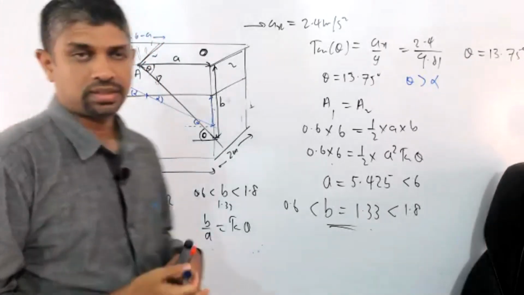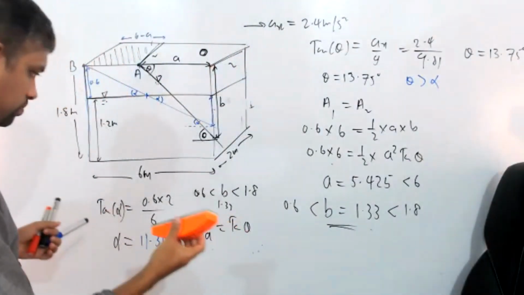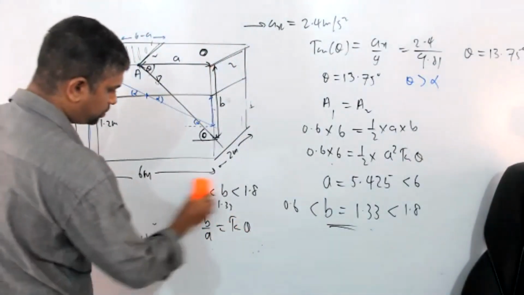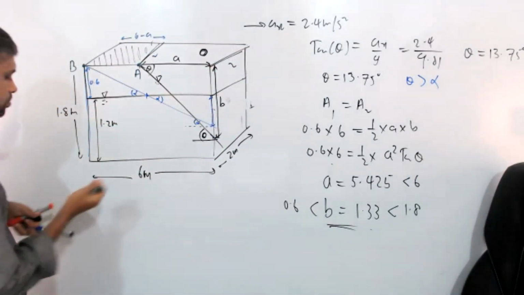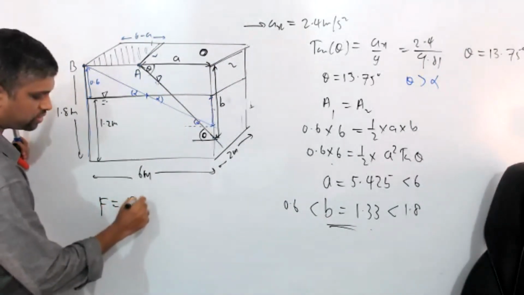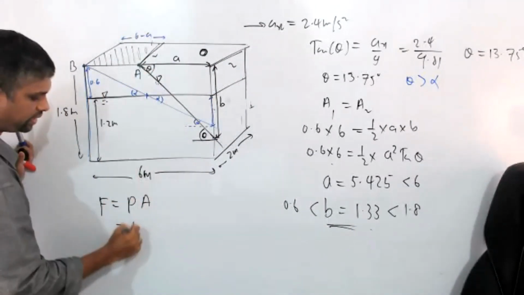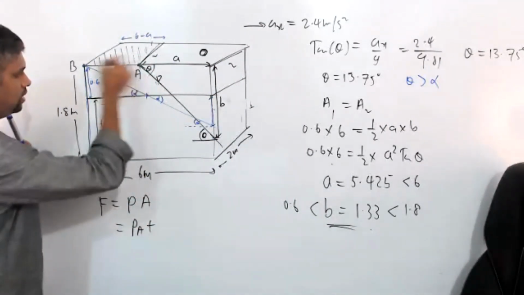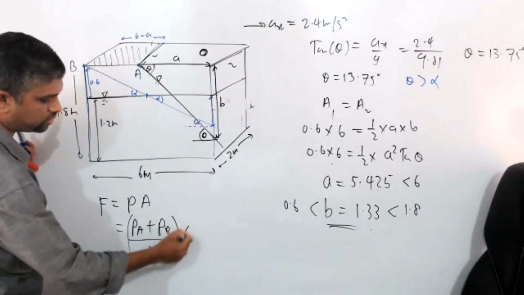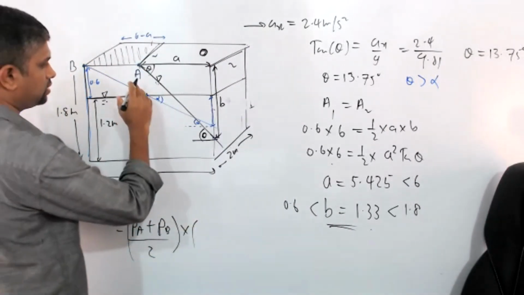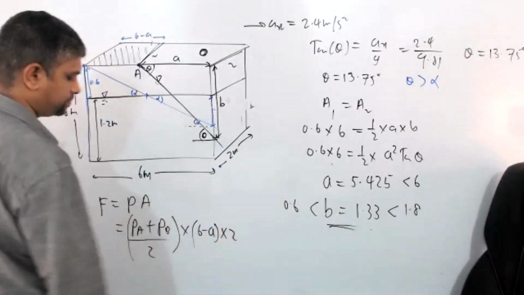This is something like a hydrostatic force calculation. The force is simply equal to pressure times area. We can calculate the pressure by taking the average of PA and PB, divided by 2, and multiplying by the area. The area is (6.6 minus A) into 2.